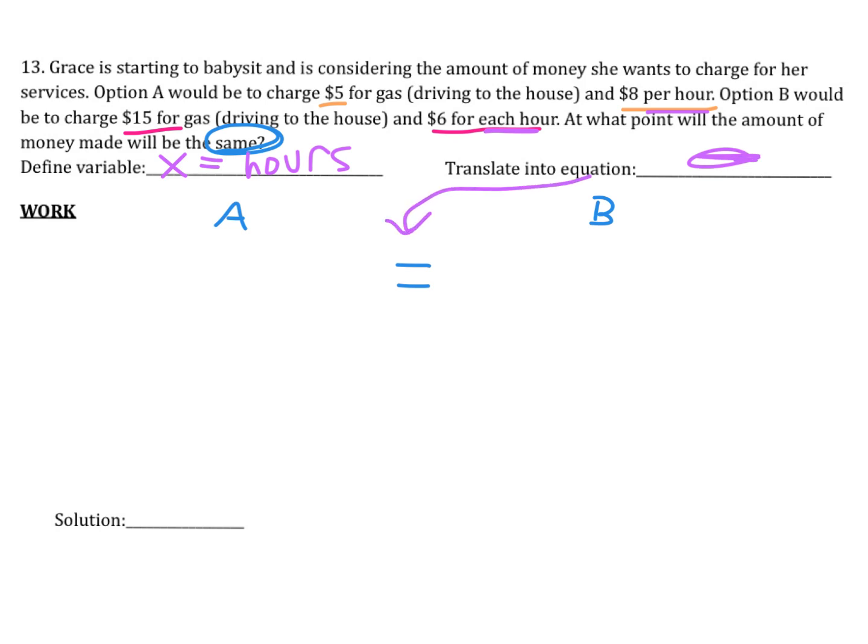Okay, so option A is $5 for gas and $8 per hour. So option A looks like that. Option B is 15 for gas plus $6 for each hour. All right, so there's our equation. So we're going to go ahead and solve it.